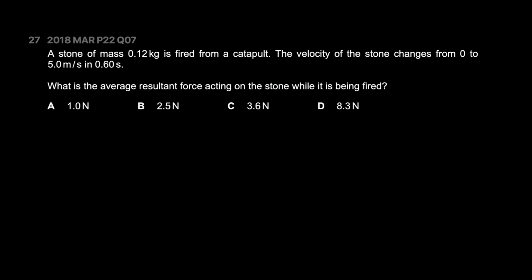Let's move on. A stone of mass 0.12 kilograms is fired. The velocity of the stone changes from 0 to 5 in 0.6 seconds. What is the average force acting on it? Simple as plugging it into the formula. The average force acting on it is the change in momentum, which is also the impulse, over time.